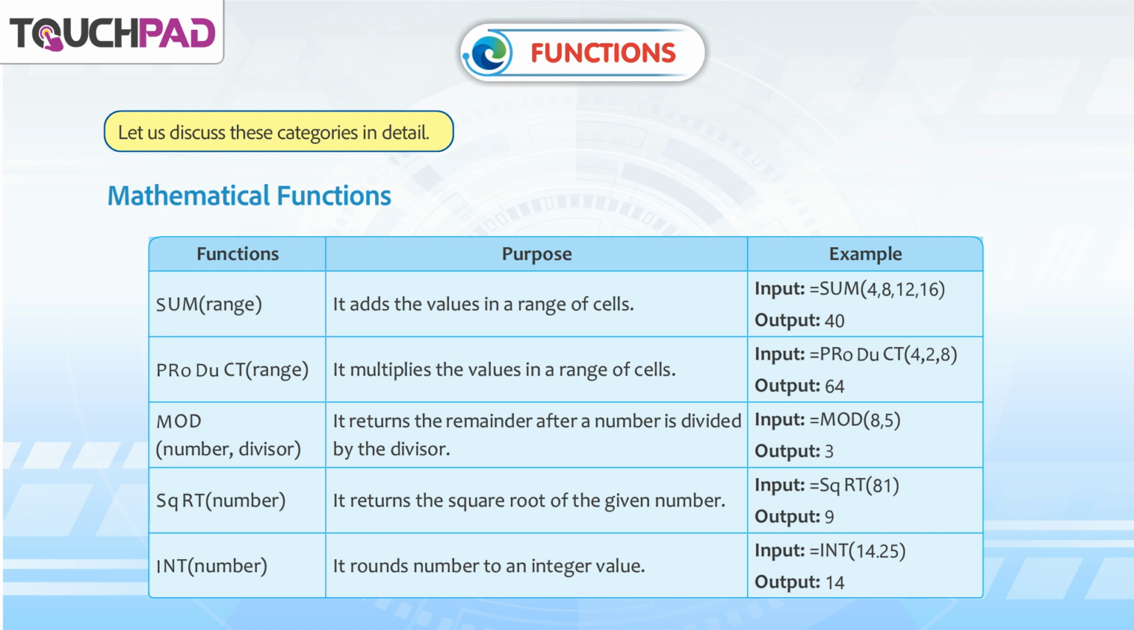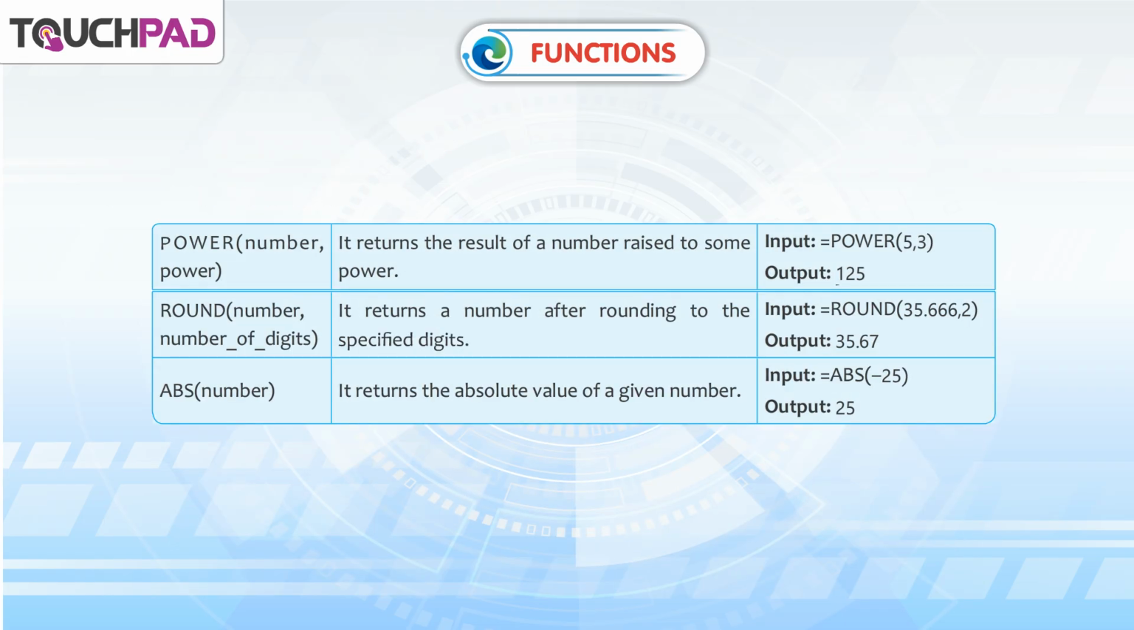Output: 9. INT(number). It rounds a number down to an integer value. Input: =INT(14.25). Output: 14. POWER(number, power). It returns the result of a number raised to some power. Input: =POWER(5, 3).